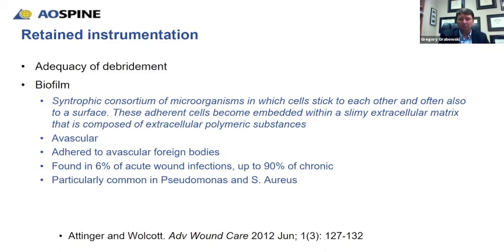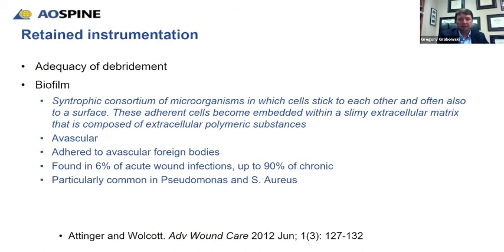And so why is that important? Well, those biofilms in and of themselves are avascular. The biofilms are then adhered to foreign bodies, your instrumentation, that's also avascular. And so your antibiotics can't get to either the instrumentation or into that biofilm. And when you are looking at acute postoperative wound infections, only about 6% of those tend to have biofilm formation at that point. Whereas in those chronic infections, those infections in patients that are greater than 3 months out, up to 90% of them are going to have biofilms.